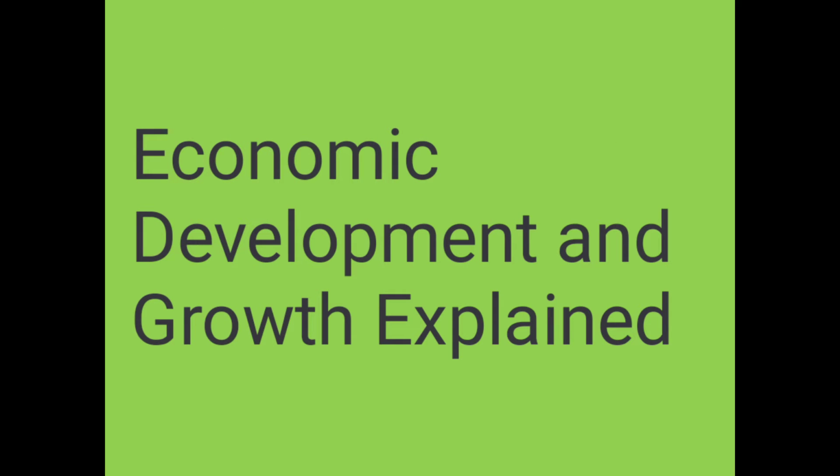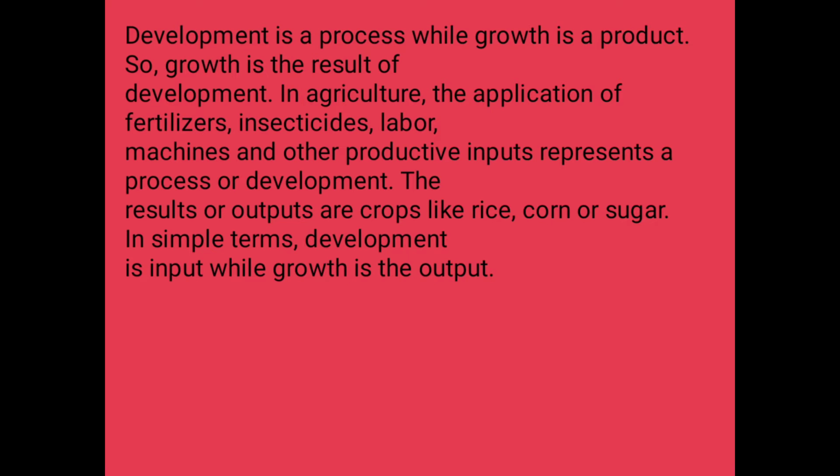Economic development and growth explained. Development is a process while growth is a product. So growth is the result of development. In agriculture, the application of fertilizer, insecticides, labor, machines, and other productive inputs represents a process or development. The result or output is crops like rice, corn, or sugar. In simple terms, development is input while growth is the output.